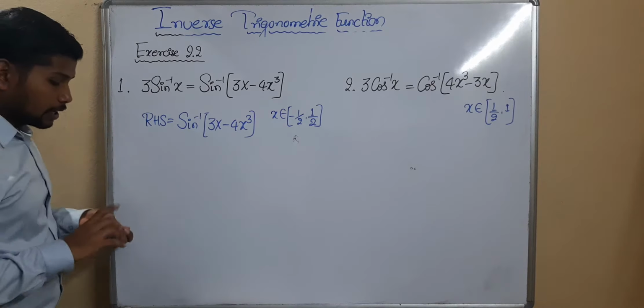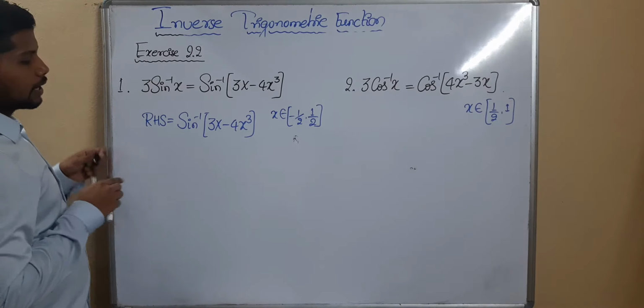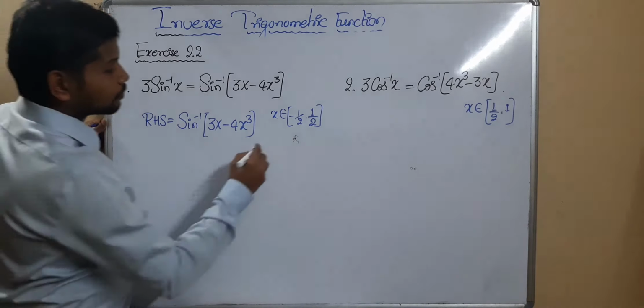Now, in the first PUC, you already learned the sin of 3 theta formula. What is the formula? What is sin of 3 theta? 3 sin theta minus 4 sin cube theta. Means in the x place, if I substitute the sine, it will become sin of 3 theta. For that reason, put x equal to sin theta. Theta is equal to sin inverse of x.